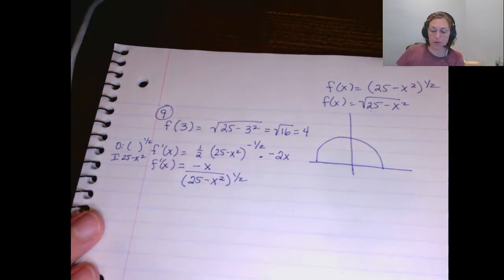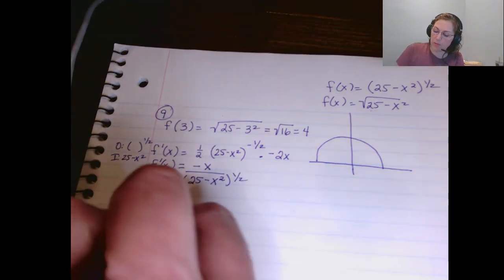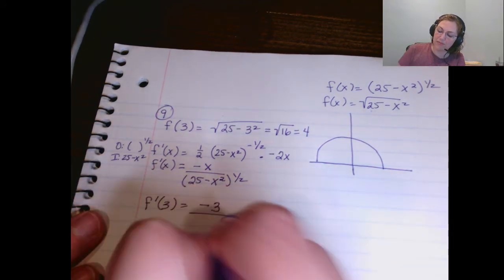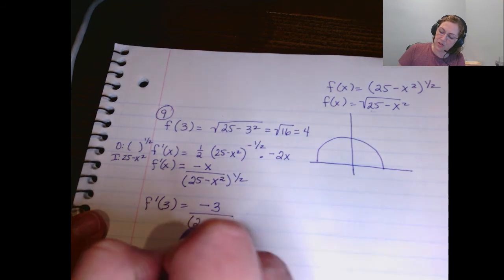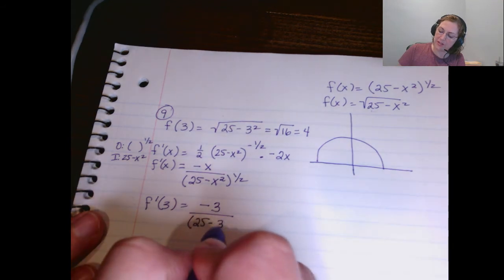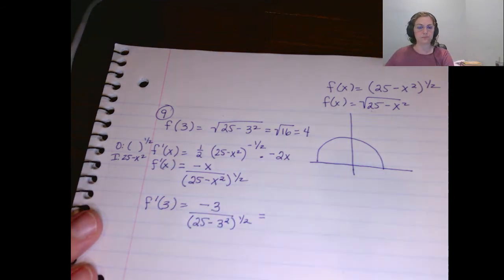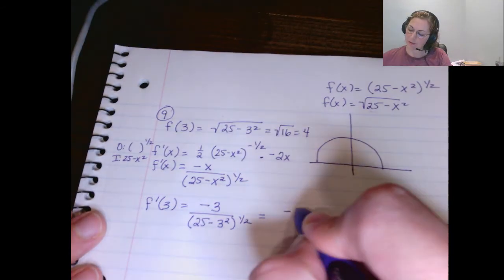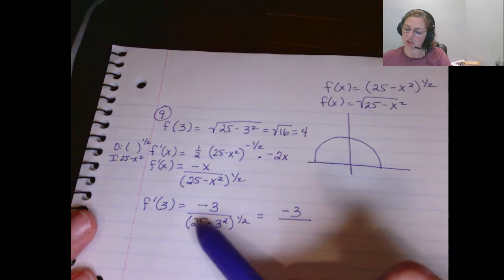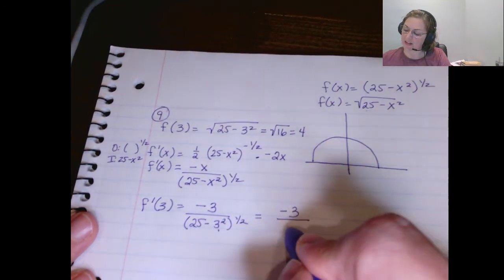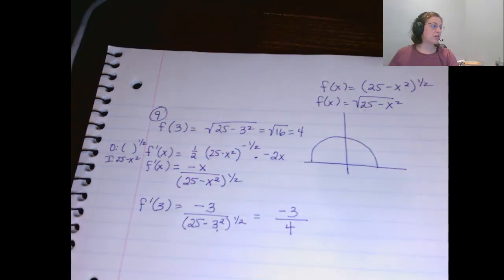Let's plug in now 3, since that's where we were asked to find the value of the derivative. We're plugging in 3 for x. We've got 25 minus 3 squared, all to the 1/2 in the denominator. So that gives me negative 3 on the top. 25 minus 9 would give me 16, and 16 to the 1/2 power is 4. That gives me then the derivative at 3.